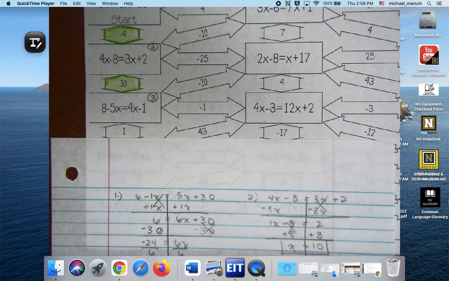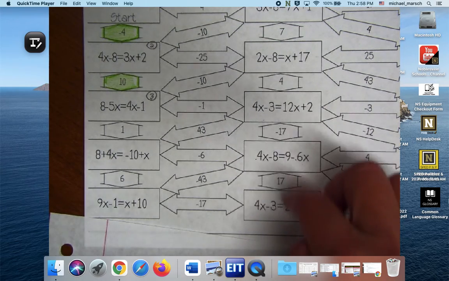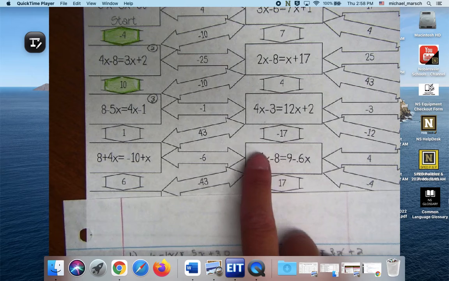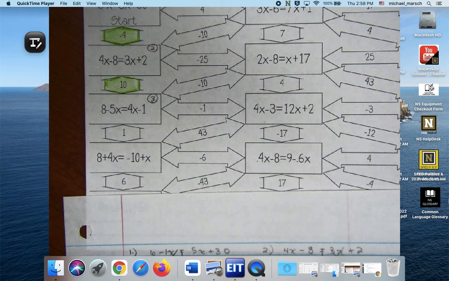Okay, the only other one we're going to do together is the one down at the bottom, kind of in the middle, not the total bottom, but has decimals. We're going to do this one together. I'm not going to number it because I don't know what number it will be when you're working your way around. So that is 0.4x minus 8 equals 9 minus 0.6x. Yeah?